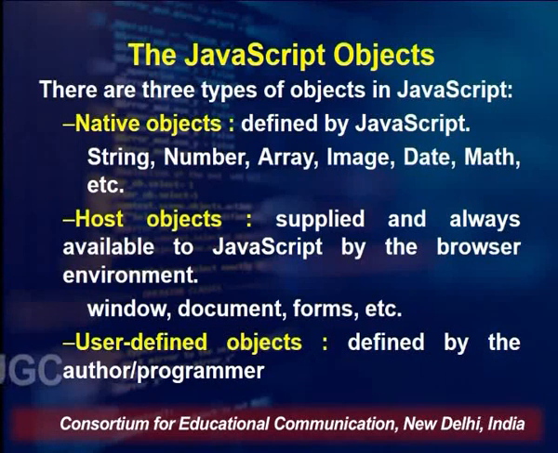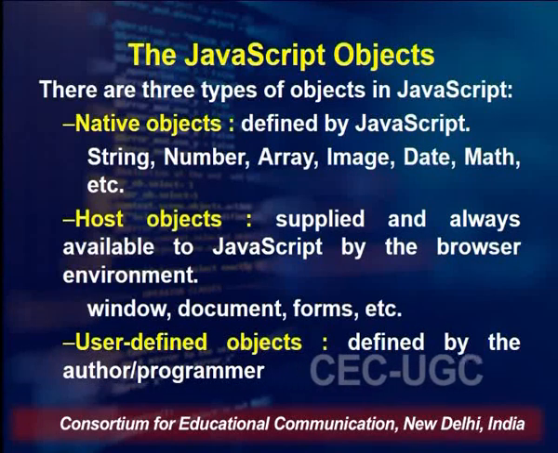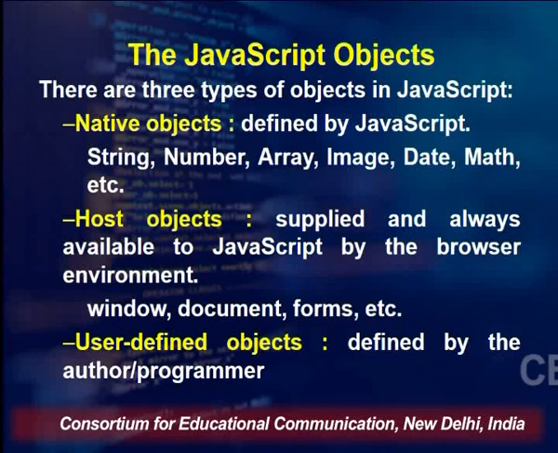Then we have another category known as host objects, which are supplied and always available to JavaScript by the browser environment. And the third category are the user defined objects, which can be defined by the author or the programmer. So we have native objects like all the different data types, host objects like window, document, forms, whatever appears on the browser, and then certain objects can be created by the user or the programmer. Those are known as user defined objects.